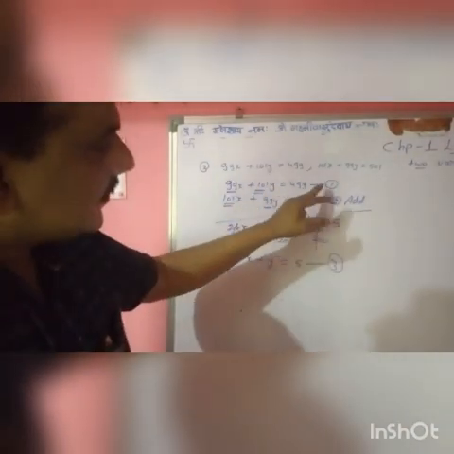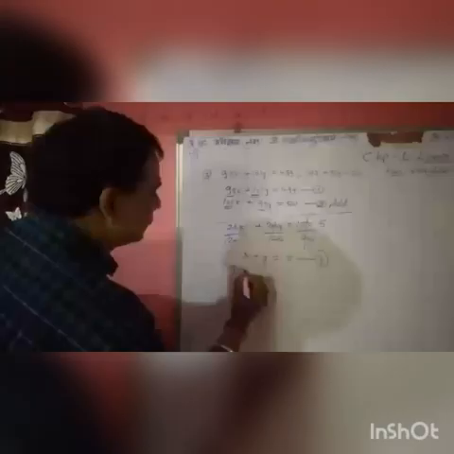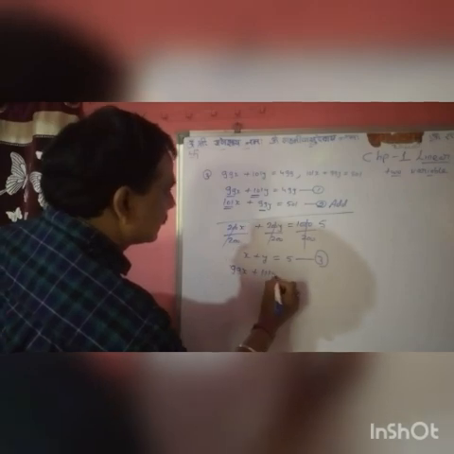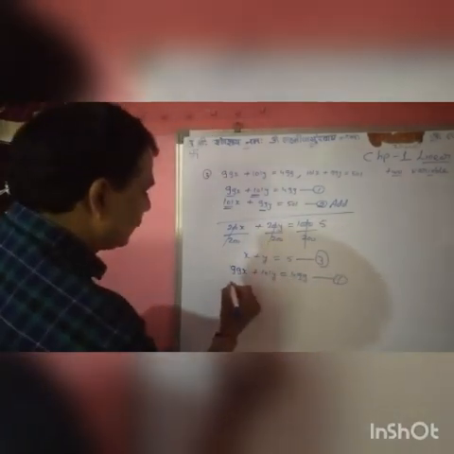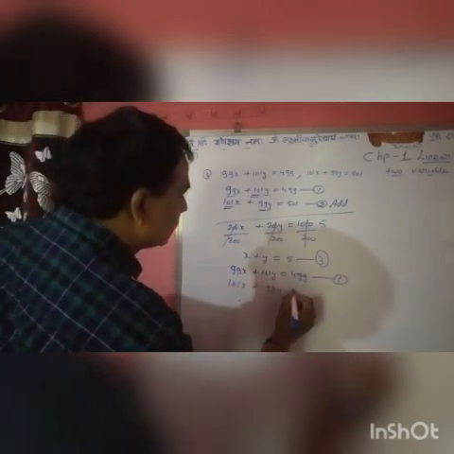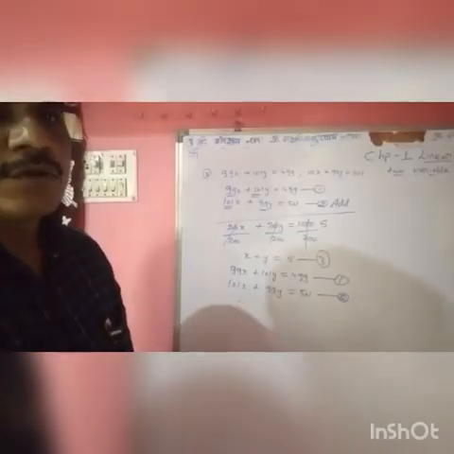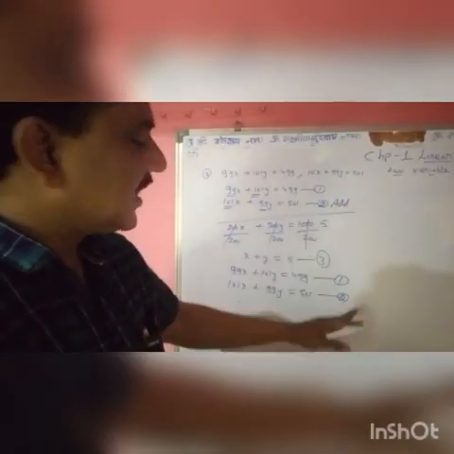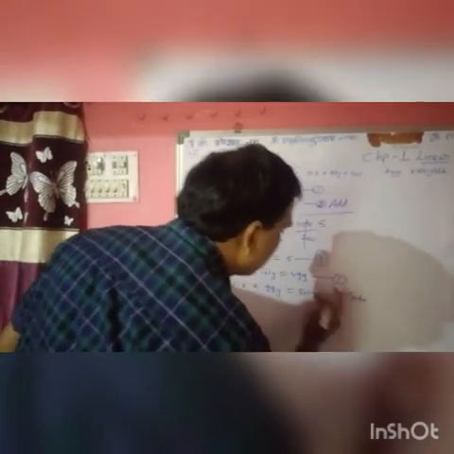Now again write equation 1 and equation 2. Equation 1, 101x. Equation 2. Already I have taught you what? Add the equation and subtract. Now we have to subtract. Subtract equation 2 from 1.